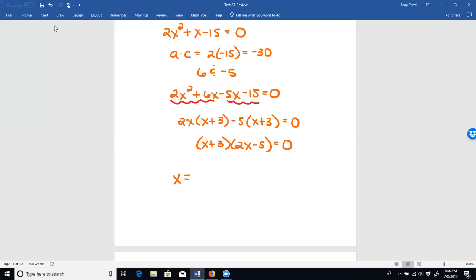Now don't forget about the 2. That was a solution that we got earlier. Okay, so don't drop that. So x equals 2 is one of our solutions, as well as negative 3, as well as 5 over 2. So I just set each of those factors equal to 0 and solve. So those are my 3 solutions.